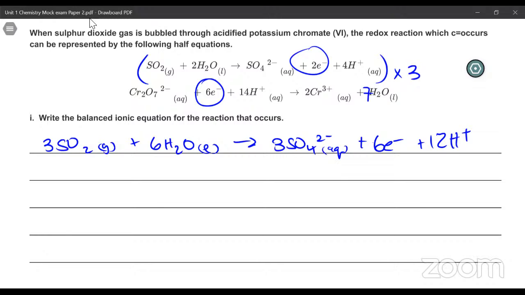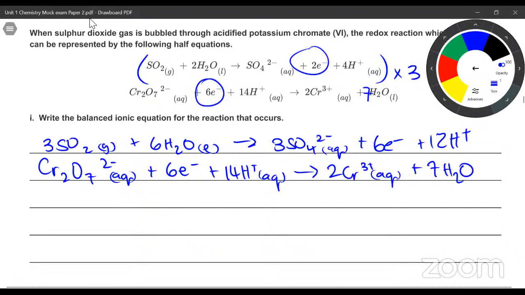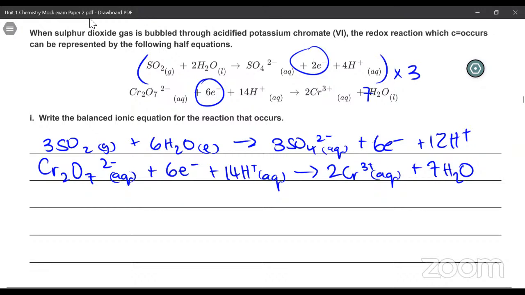Cr2O7 2- aqueous, remember your state symbols, plus 6 electrons plus 14 H+ ions will yield 2 Cr3+ ions, in aqueous form of course, plus 7 H2O, right? And you want to cancel out the things that are common. So first of all, the 6 electrons will cancel out.